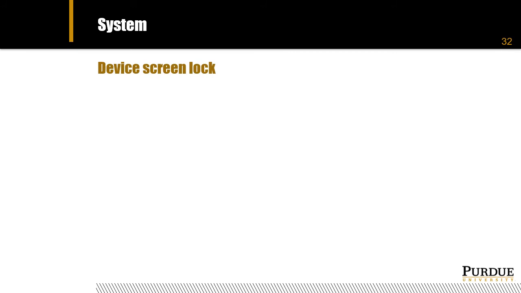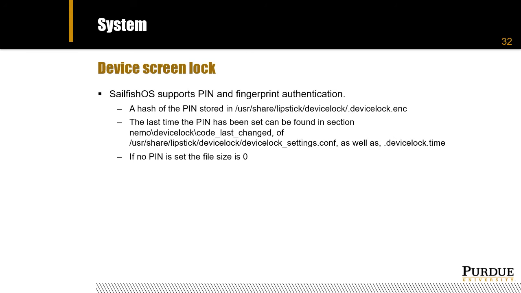During a forensics investigation, it may be necessary to establish if other people had access to a particular cell phone and if it was protected. A factor in establishing this proof may be the state of the device lock of the phone. SailfishOS allows for the user to set a PIN or use fingerprint to unlock the device. If a PIN is set, its hash will be stored in the devicelock ENC file. Furthermore, the devicelock settings configuration file will store a timestamp of when the PIN was set. If a PIN is not set, then the devicelock ENC file will have length of 0.